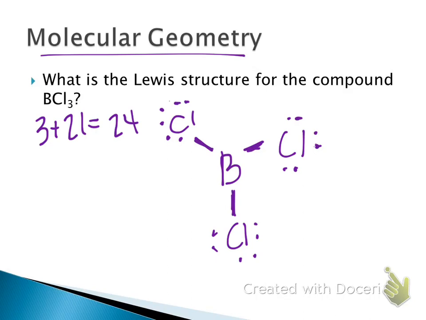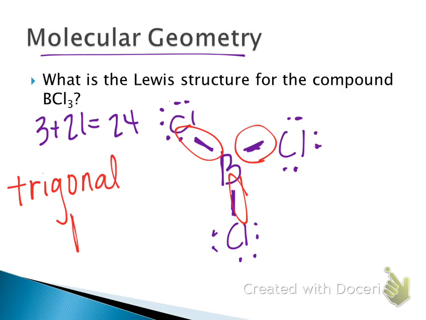We're going to look at electron domains. So how many electron domains do we have? 3. 1, 2, 3. And how many lone pairs? None. So that means our shape is trigonal planar. Okay? Trigonal planar. Would you agree?